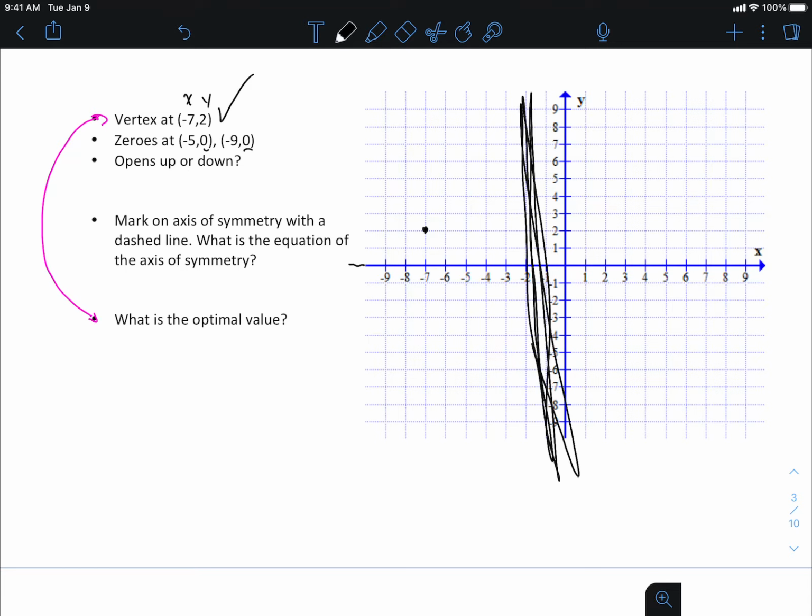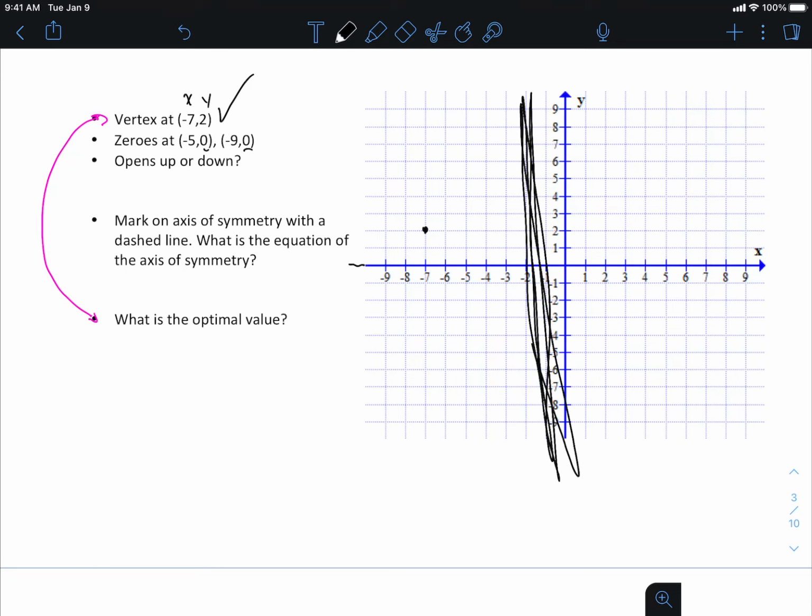Okay, and just to draw your attention to something, it's not like -7 is pulled out of thin air. -7 is that value there. It's the x value of the vertex. Always.